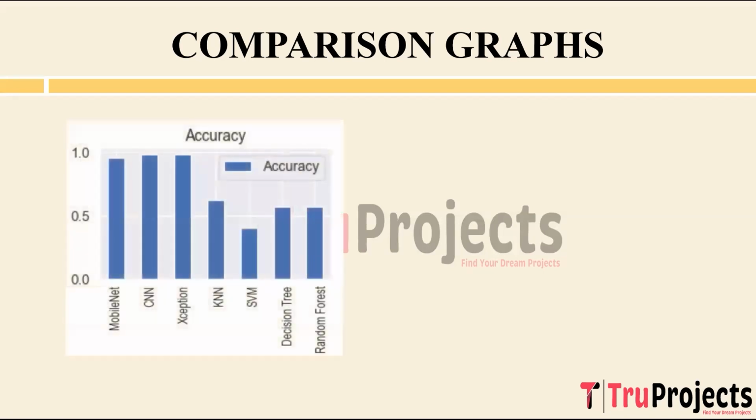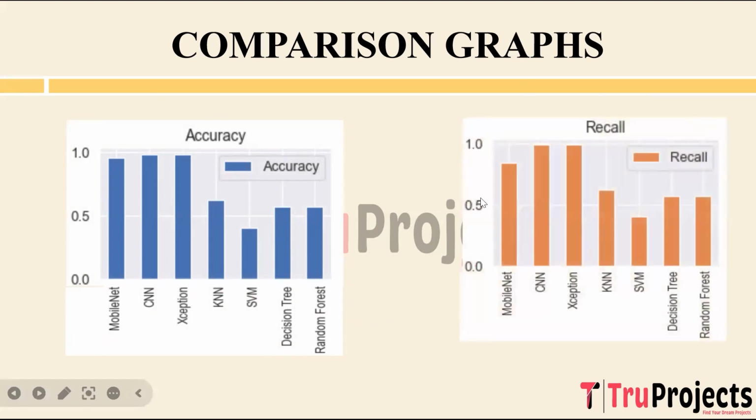Comparison graphs offer a visual breakdown of how our models perform across essential evaluation metrics. Models are compared with the evaluation metrics accuracy, precision, recall, and F1 score. This is the accuracy comparison graph. Here on the x-axis we have algorithm name, and on the y-axis we have accuracy score. Accuracy is a measure of the overall correctness of a classification model. It calculates the ratio of correctly predicted instances, both true positives and true negatives, to the total number of instances.